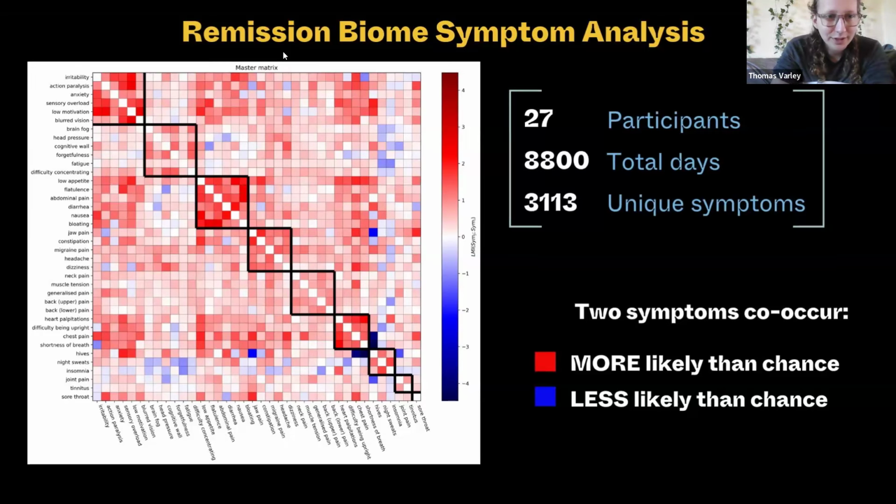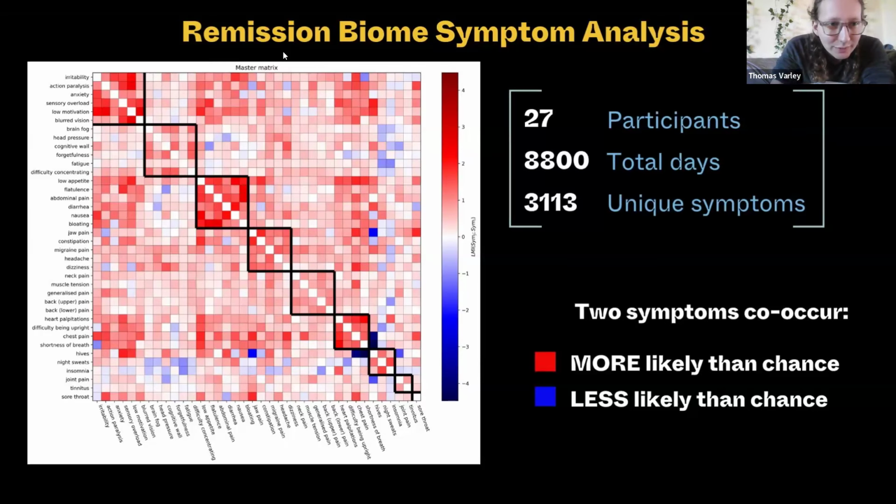Like for instance, the top row here is irritability. Every column is also a symptom. So, this back column here is sore throat. And then the cells are colored so that if a cell is red, these two symptoms are more likely to co-occur together than you would expect by chance.